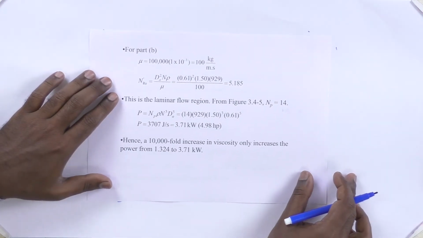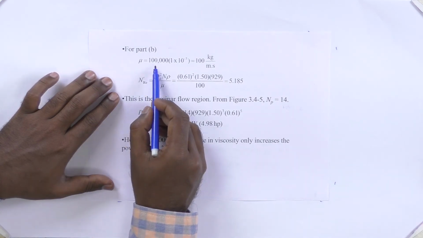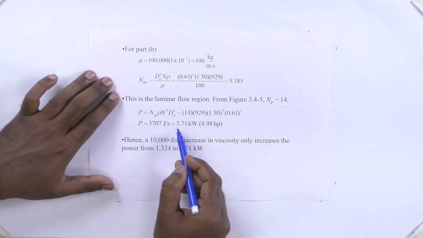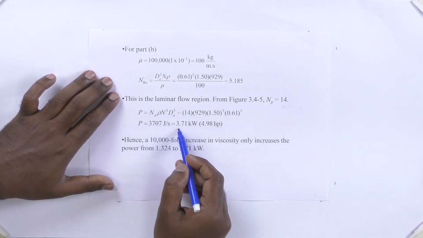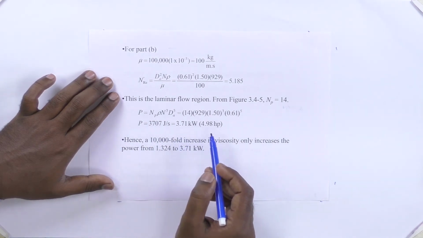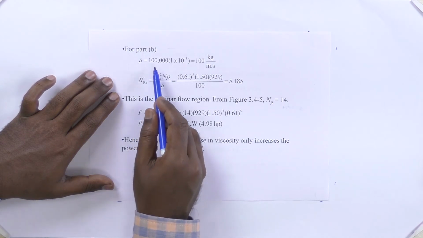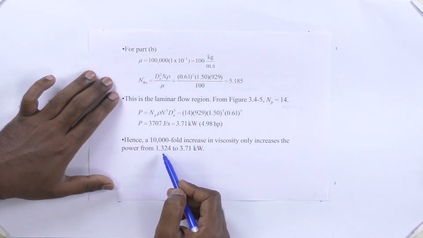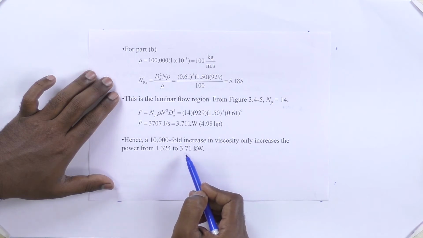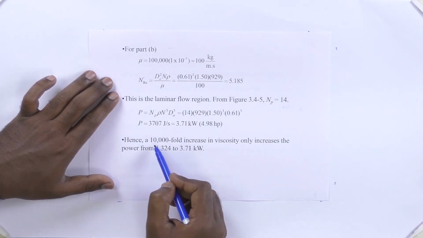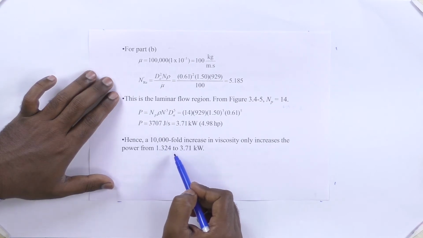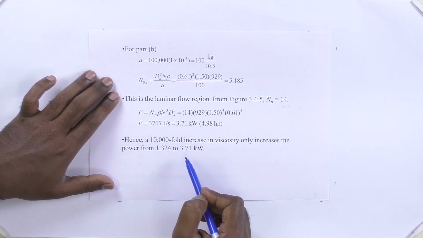So similar to the previous subdivision, if you replace 10 centipoise with 1 lakh centipoise, you can obtain the total power requirement as 3.71 kilowatts. So if you increase your viscosity by 10,000 fold, the power requirement is going to increase by only two-fold or three-fold. Your viscosity increased by 10,000 fold, but your power requirement will increase by only two-fold or three-fold.